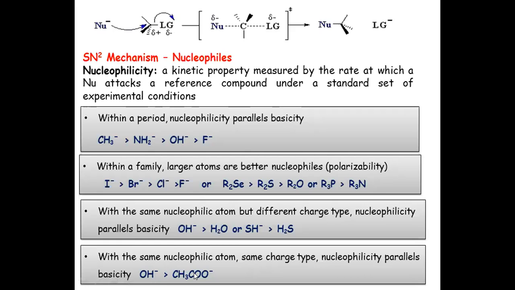Similarly, if I take OH minus and CH3COO minus, you know that CH3COO minus, no doubt, negative charge in both species is on oxygen, but here oxygen is attached to carbonyl. Carbonyl is electron withdrawing. It takes electron from oxygen. The electron density on the oxygen of acetate anion is less as compared to hydroxyl, and therefore hydroxyl will be a better nucleophile as compared to acetate anion.